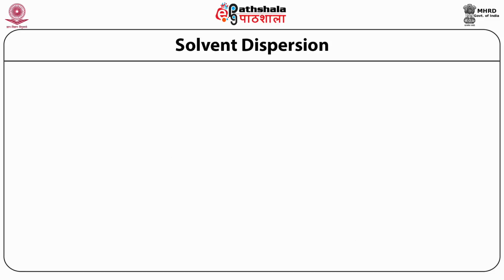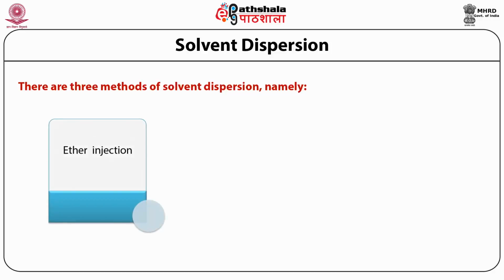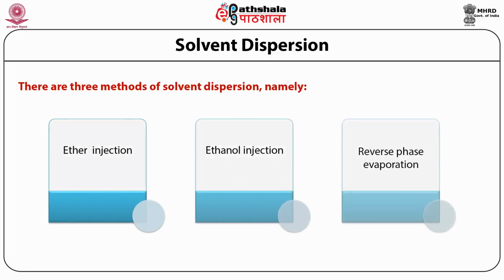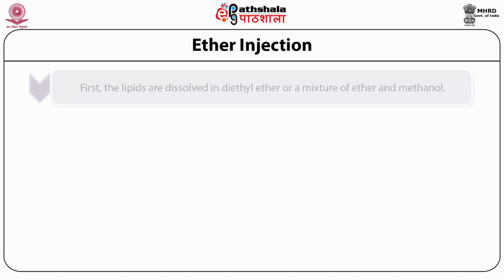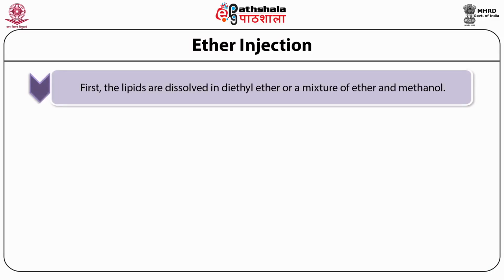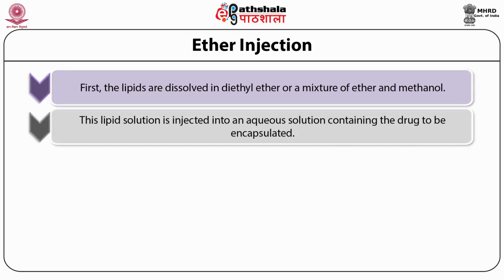The solvent dispersion method is again divided into three: first, ether injection method, ethanol injection and reverse phase evaporation. First, we are going to discuss the ether injection method. The lipids are dissolved in diethyl ether or a mixture of ether and methanol. This lipid solution is injected into an aqueous solution containing the drug to be encapsulated.